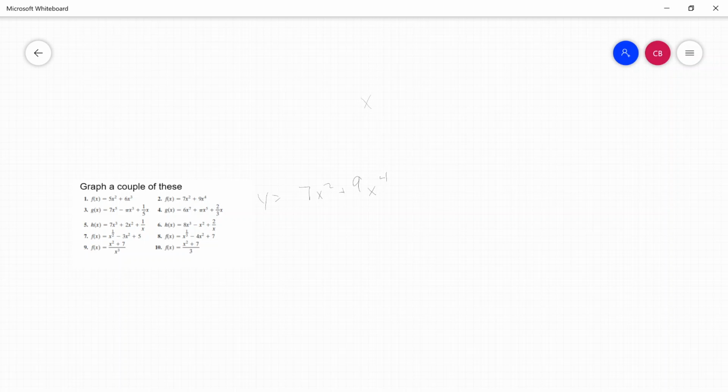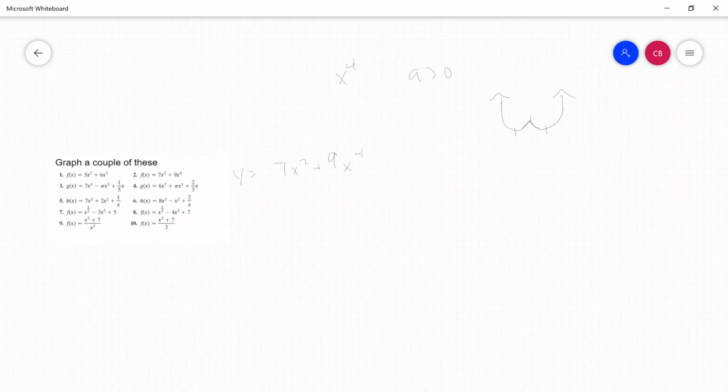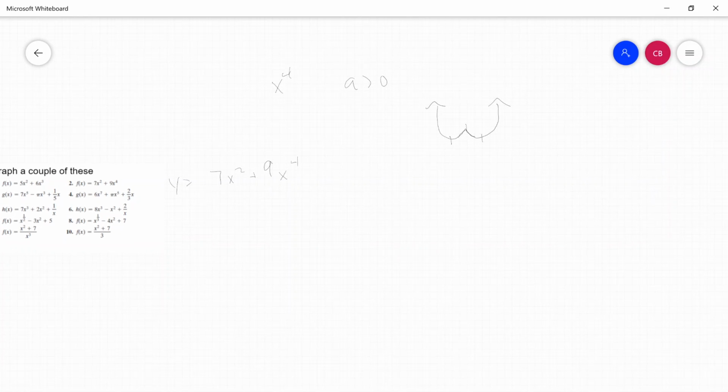This is x to the 4th. That's the degree. A is positive. So we know it's kind of like this shape. So notice there's 1, 2, 3 curves on this. So one less than the degree. We know it's increasing left and right. Okay, that's obviously what this picture shows. So if you know the picture, then you kind of know that.